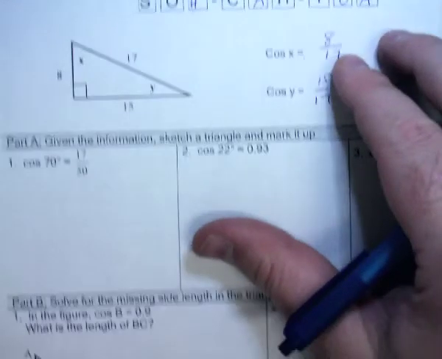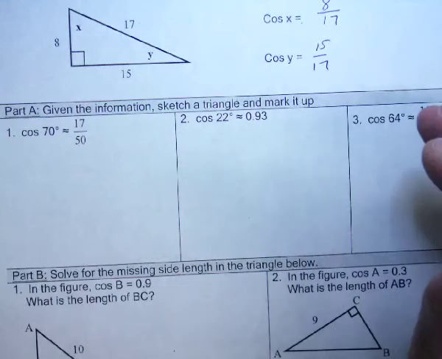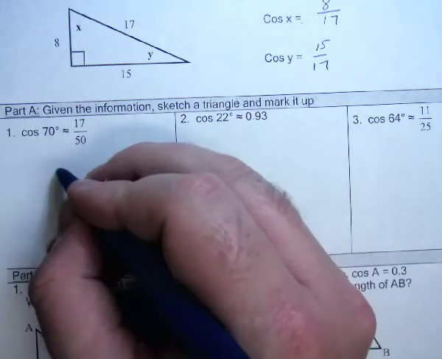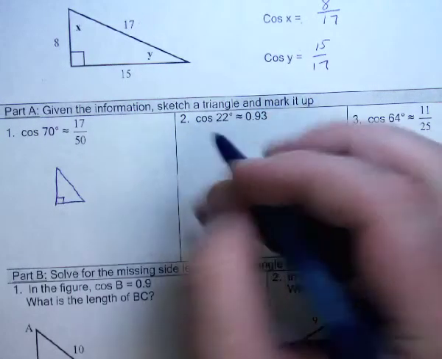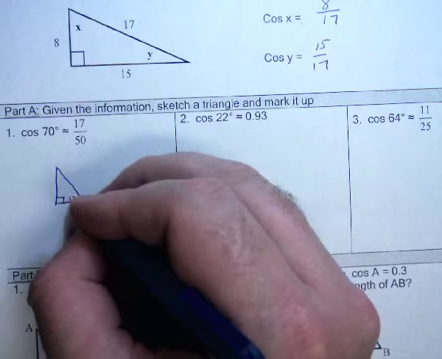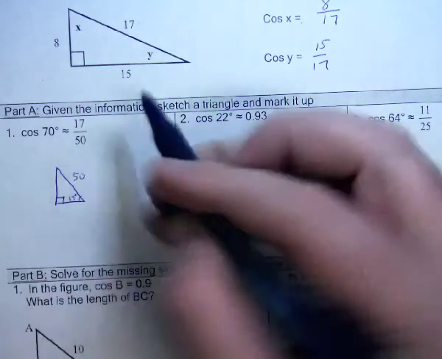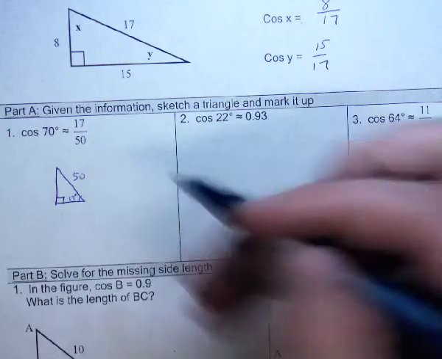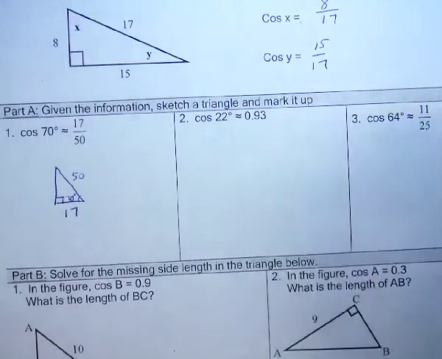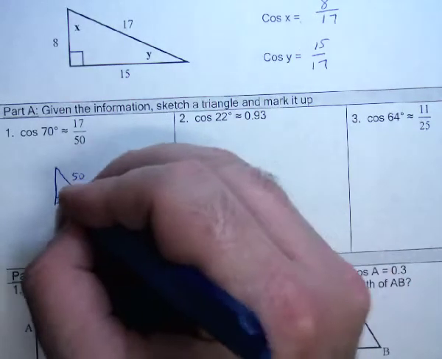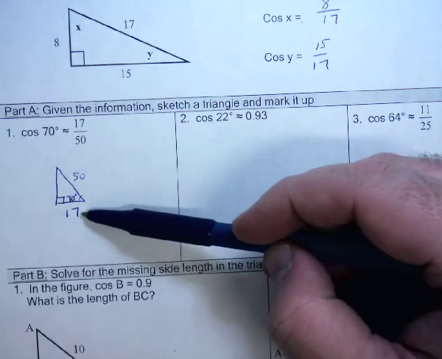Alright, we've done this a couple times now. Given the information, sketch a triangle and mark it up. Cosine of 70 degrees equals 17 over 50. The hypotenuse has to be 50, because that's the bottom. And the adjacent has to be 17. Oh, whoops. That's 70 degrees. There we go, 70. So the adjacent has to be 17. The hypotenuse has to be 50.